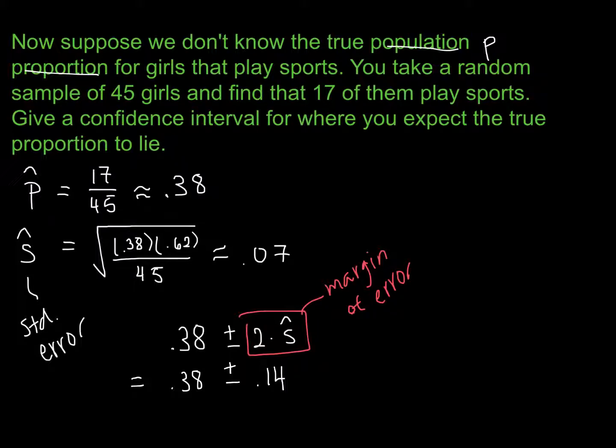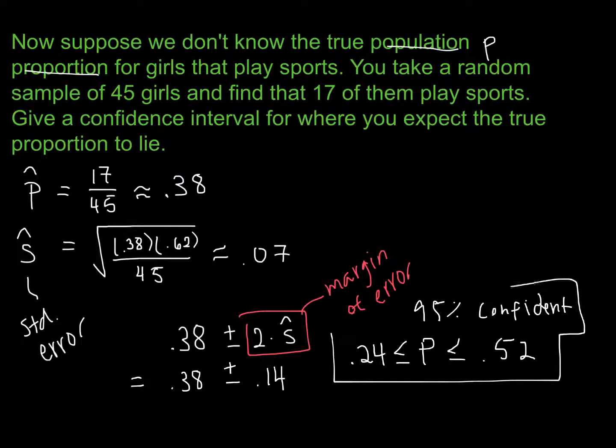In other words, it is our estimate, we are 95% confident that the true value of P, the true population proportion, is less than or equal to 0.38 plus 0.14, which is 0.52, and greater than or equal to 0.38 minus 0.14, which will be 0.24. So we are 95% confident that this statement is true. In other words, that P is less than or equal to 0.52 and greater than or equal to 0.24.